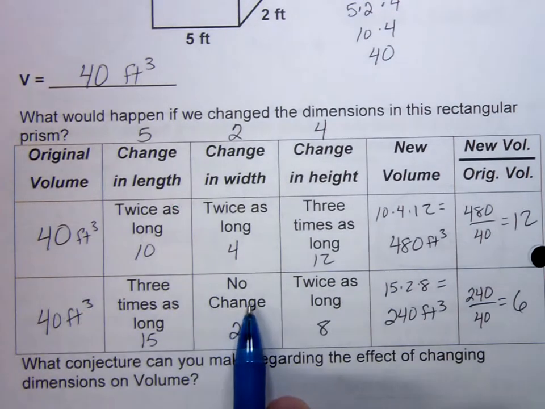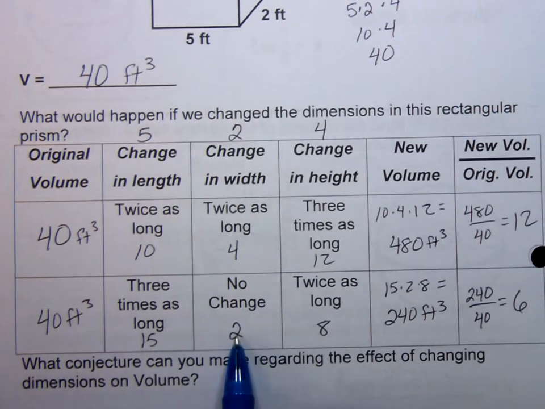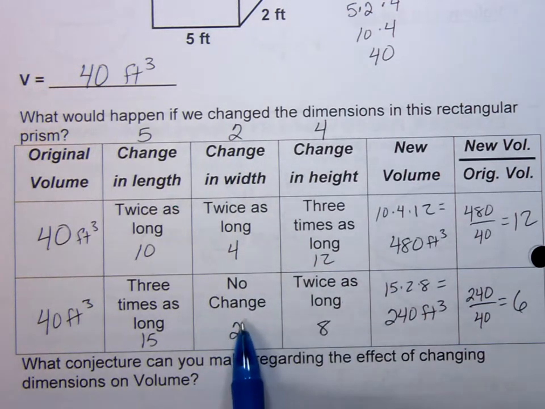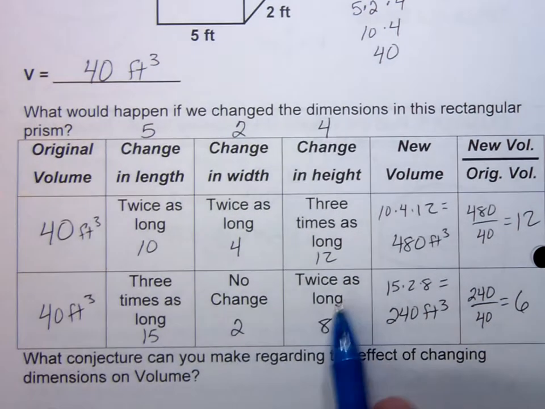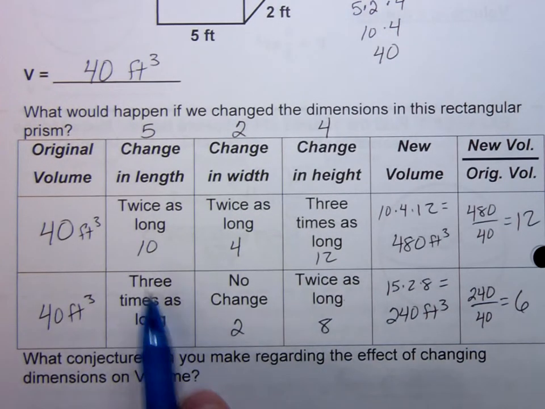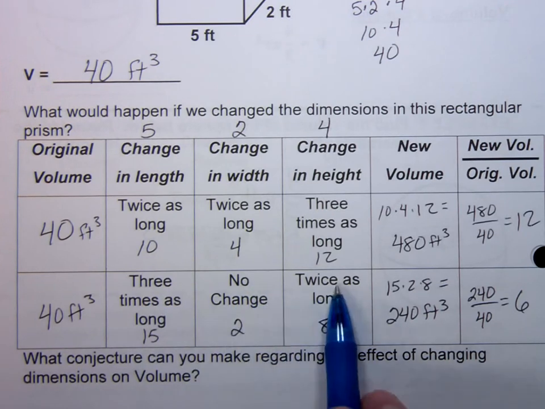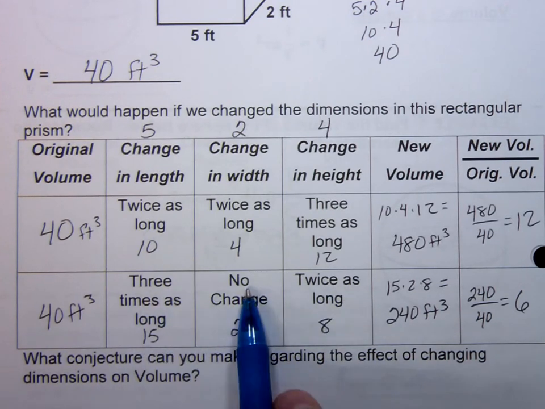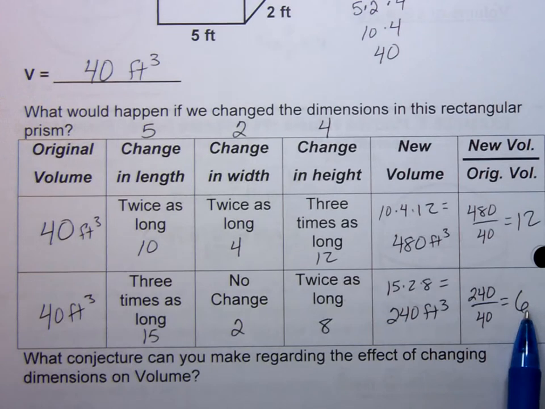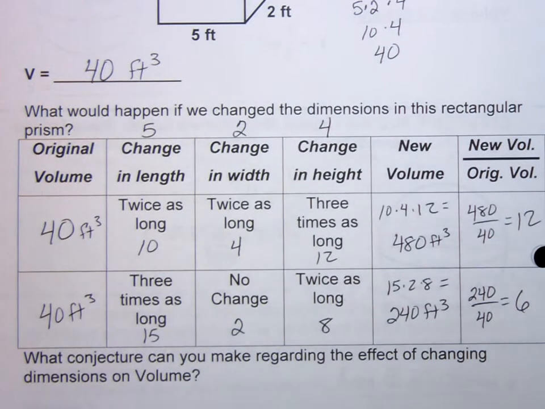Some people want to think no change is 0, but if we multiplied it by 0, it would be 0, not 2. We multiplied 2 times 1 to not change it at all. And then twice as long is multiplied by 2. So we multiplied by 3, we multiplied by 1, we multiplied by 2. 3 times 1 is 3, 3 times 2 is 6. If you take the change in each of the 3 dimensions and multiply those together, it will give you the change in the volume.